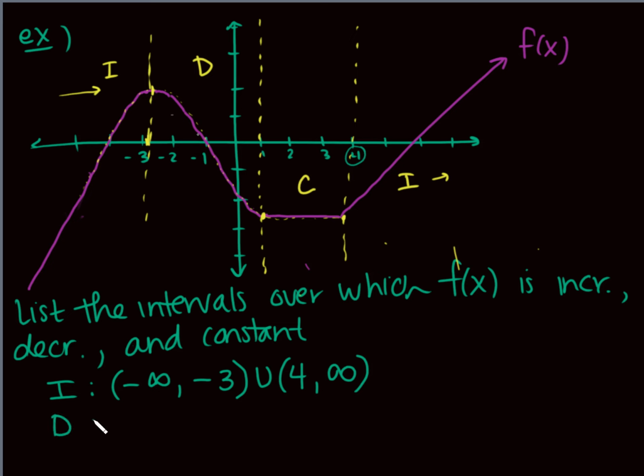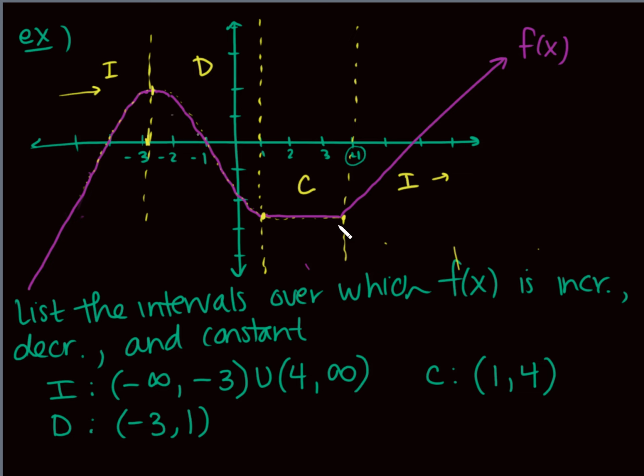Let's look at decreasing. Decreasing is pretty easy. Looks like I'm just decreasing between -3 and 1. And then where are we constant? Constant, we're clearly constant from 1 to 4. Again, I don't care what the function values are. I just care that my function values are constant. I hope that makes sense.